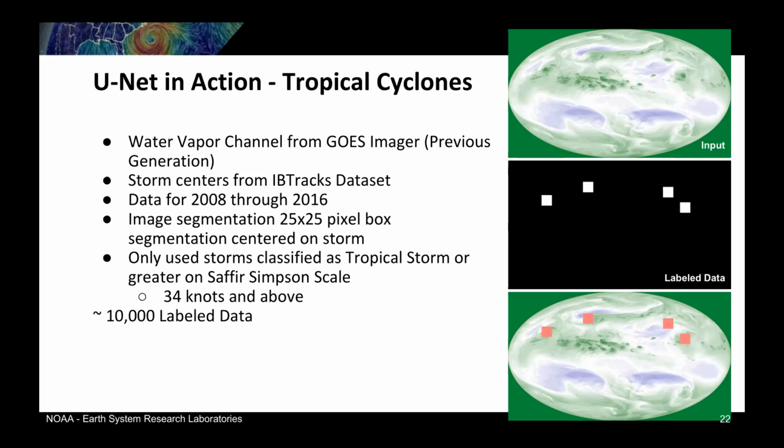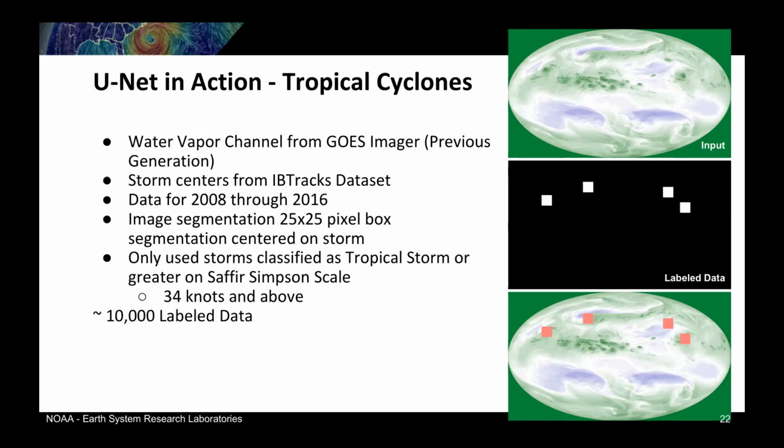We had data for several years, from 2008 through 2016. This was split into train, test, and validation sets. They were distinct years, so we didn't have any neighboring cells within the train, test, and validation. We wanted to try against different years. Because we didn't have consistent radius information for some of these storms, we decided to use a box, a 25 by 25 pixel box on these images, centered over the storm. You'll see the impact of that when we get to an animation.